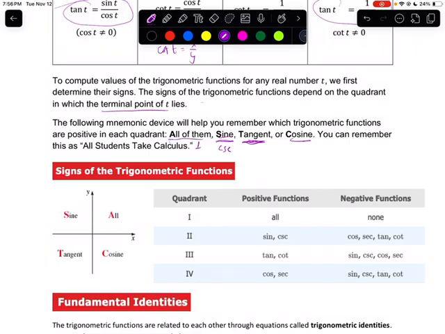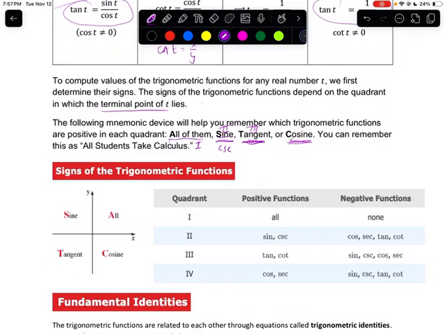So the first quadrant is all of them, and this is what happens in the second. In the third one, tangent is positive, which means cotangent is positive, but all other four are negative. And similarly in the fourth quadrant, cosine is positive, and so sine and tangent will be negative. So what else will be positive? The one which is related to cosine, which is secant. So secant and cosine will be positive, but all other four will be negative.